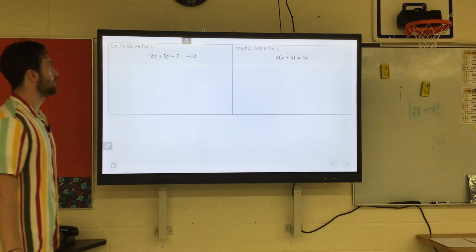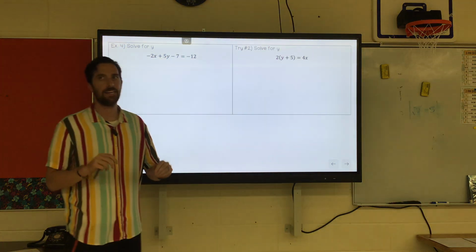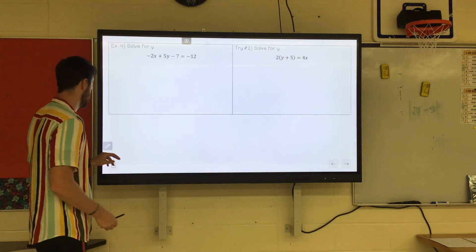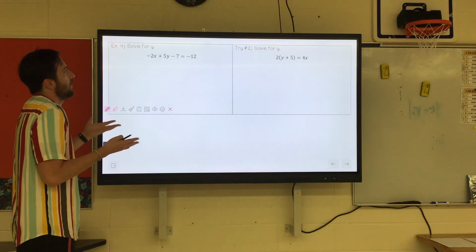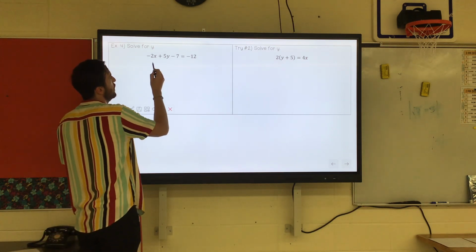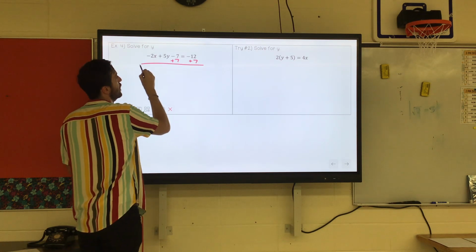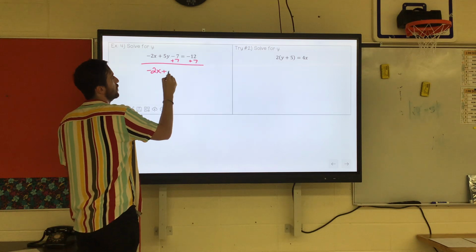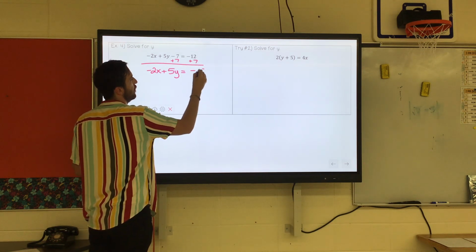Solve each equation for y. When we're solving, we're isolating that variable. We're getting it to be the only thing on that side of the equal sign. So here we're wanting to just keep the y. So like we could add 7 to both sides. That would give us negative 2x plus 5y equals negative 12 plus 7 is negative 5.